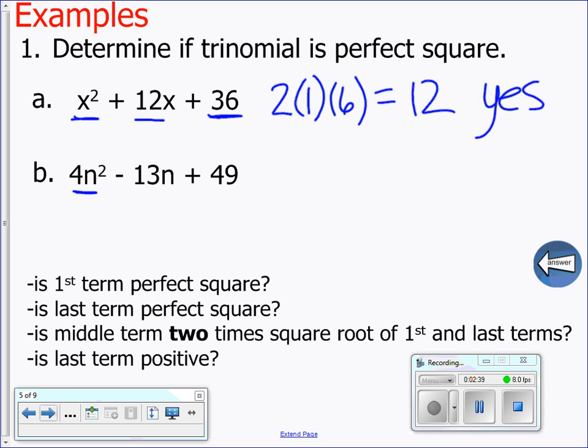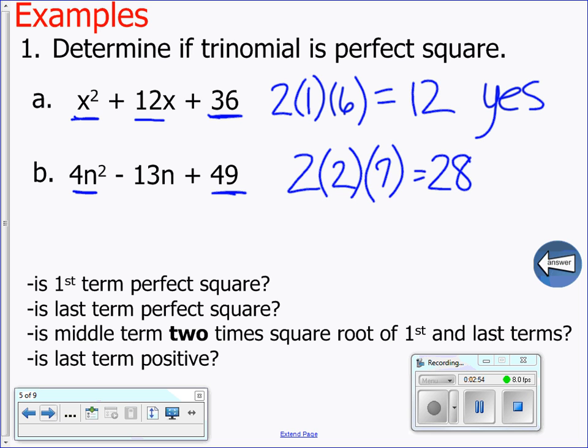Is this a perfect square? Yes. Is this a perfect square? Yes. Is the middle term 2 times the square root of 4 times the square root of 49, which is 7? 2 times 2 is 4, times 7 is 28. No. So it is not a perfect square trinomial.